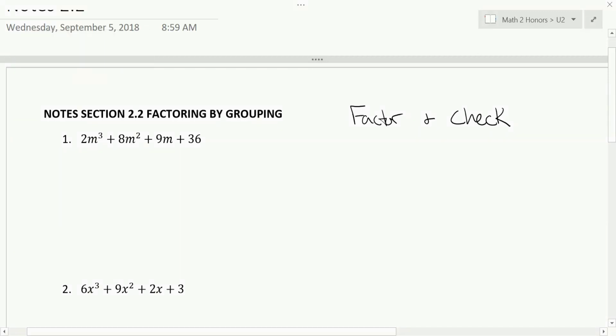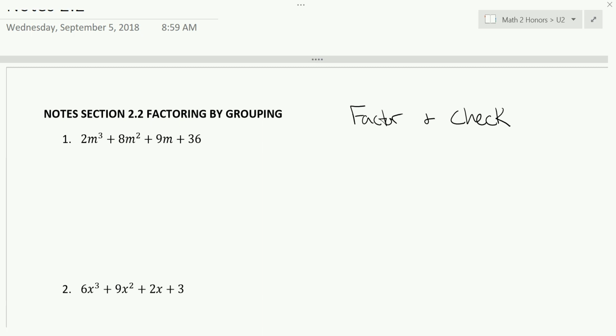So there are 5 to 6 types of factoring out there, and we're going to be looking at the different kinds of factoring as we go through our lessons. Today I'm going to show you a second type. The first type, from our first lesson, is called factoring out a greatest common factor.